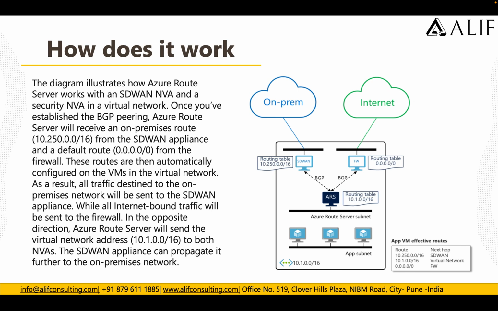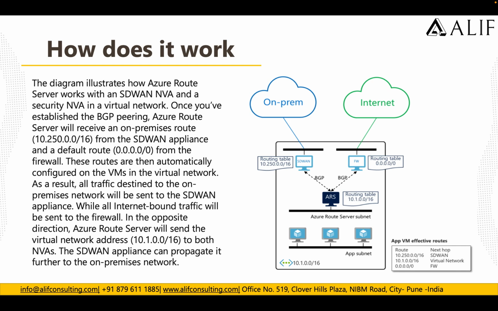So now, all the traffic between the virtual network, between the VMs, or to the internet, or SD-WAN, or between the on-premise is managed by your route server. If there is any traffic which needs to be routed to on-premise, then Azure Route Server will propagate the traffic on the SD-WAN and then route the traffic to the on-premise, right?